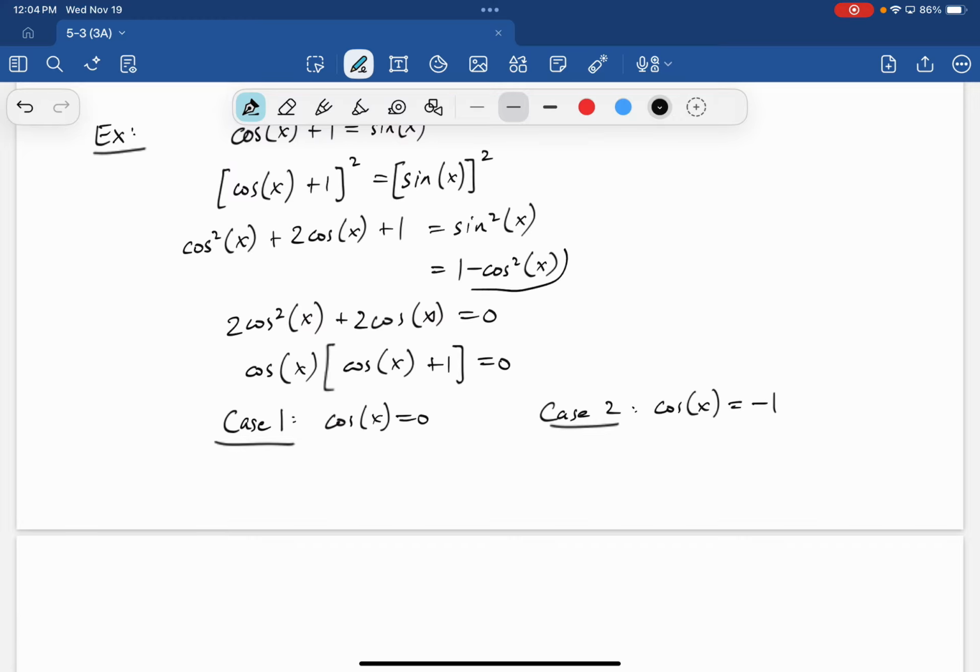Okay, so I moved the cosine squared to the left side, the ones cancel out, and I'm left with just 2 cosine squared plus 2 cosine x. Didn't you factor 2 cosine x out? Not just cosine x. Sure. Doesn't matter.